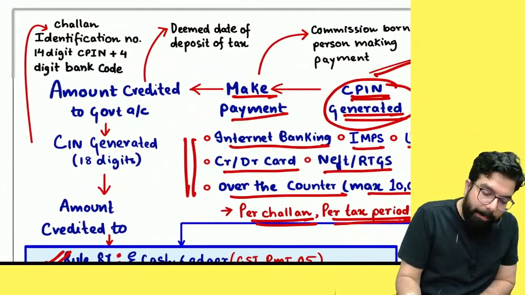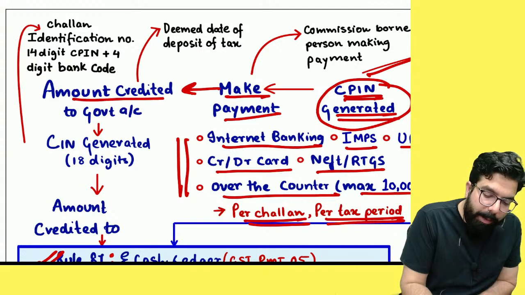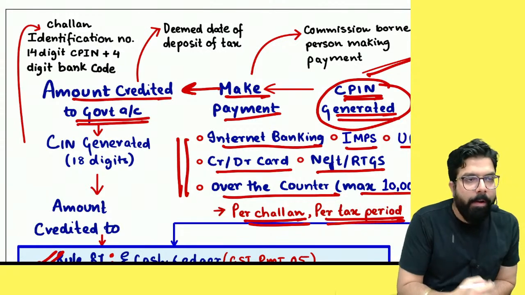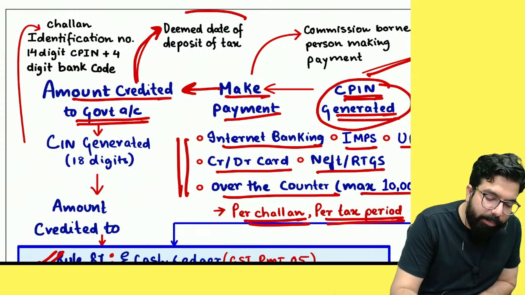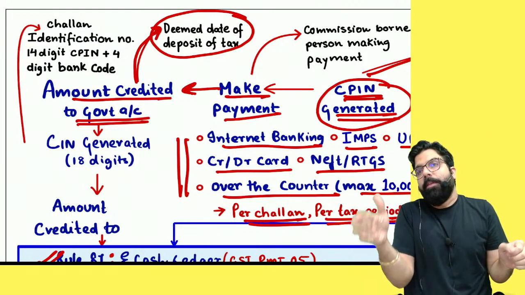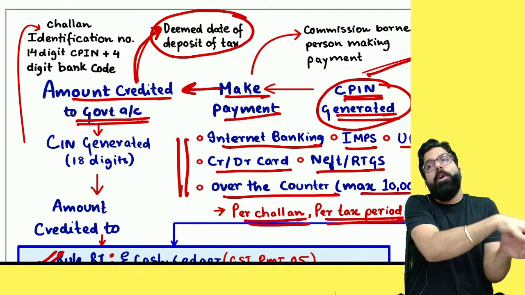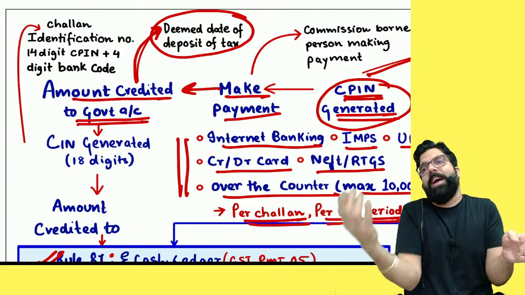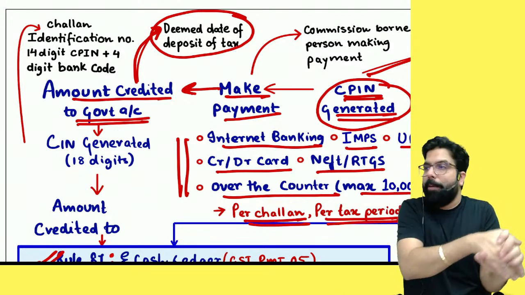Now once I make the payment, remember, the amount will go to the government account. That date will be the date of deposit of tax. For example, I gave a cheque today. The cheque got credited to the government account tomorrow. What is the date of deposit of tax? Today or tomorrow? Tomorrow. Are we clear everyone?